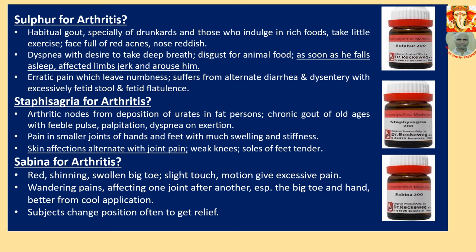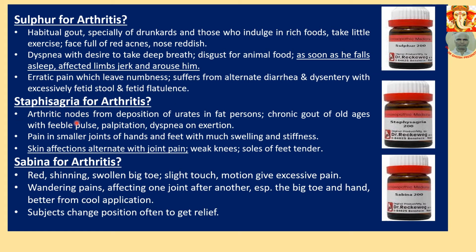Sulfur for arthritis. Habitual gout. Mind it, habitual gout. The person suffering from habitual gout is very often affected with this, especially drunkards and those who indulge in rich food, take little exercise, with face full of red acne, nose reddish. This is the picture of the patient. Dyspnea with desire to take a deep breath. Disgust for animal food. As soon as he falls asleep, the affected limb jerks and rouses him up. Erratic pain which leaves numbness. Suffers from alternate diarrhea and dysentery with excessively fetid stool and fetid flatulence. This is the picture of sulfur.